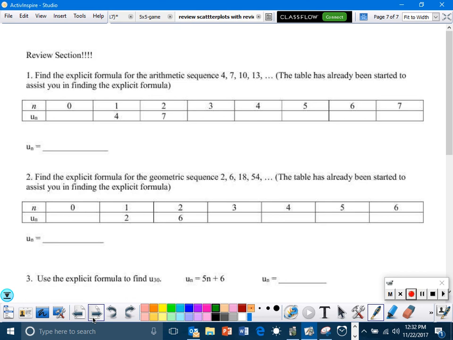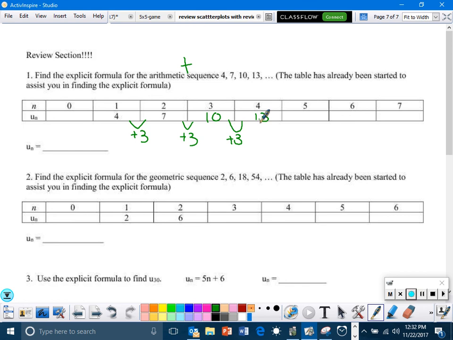So, find the explicit formula for the arithmetic sequence. Remember, that means we're adding. So here we go. We see from 4 to 7 is up 3. So that means we would go up 3 again. So that must mean that that's 10. Up 3 again. That must mean the next number is 13.